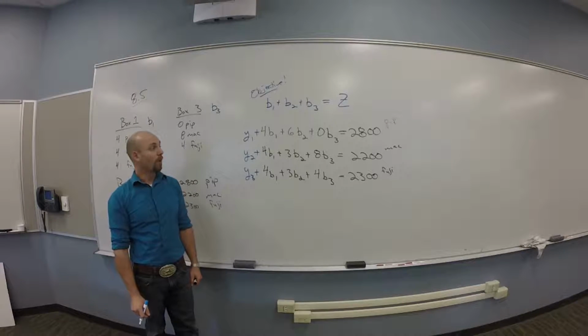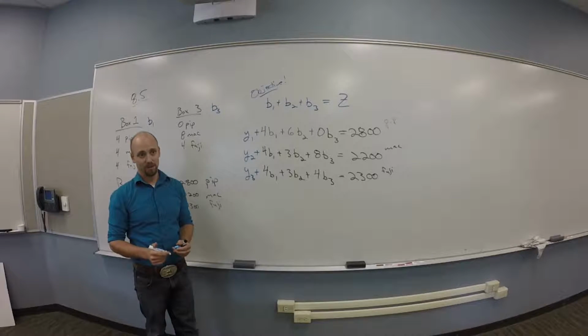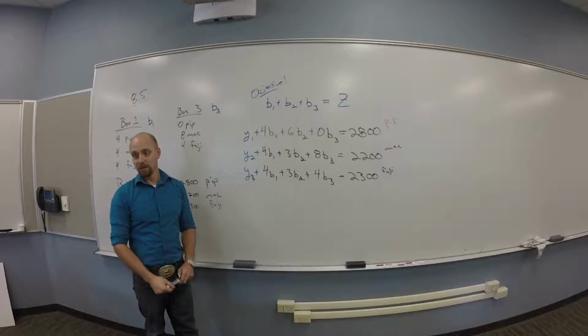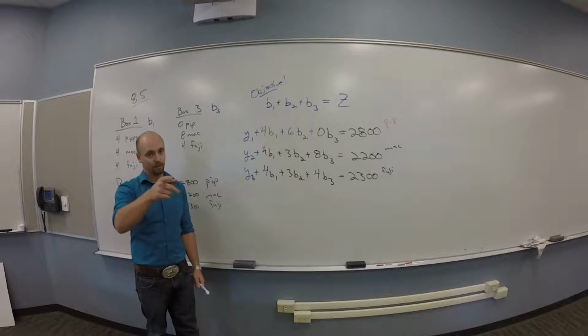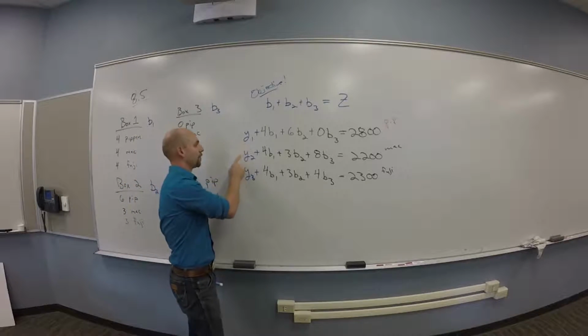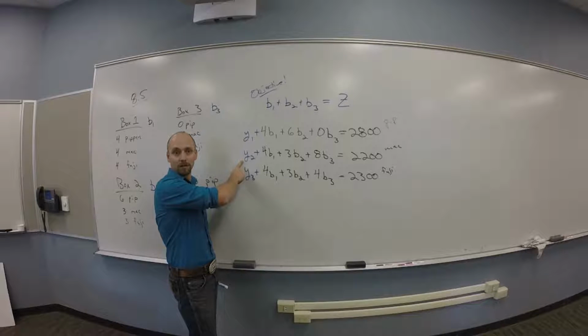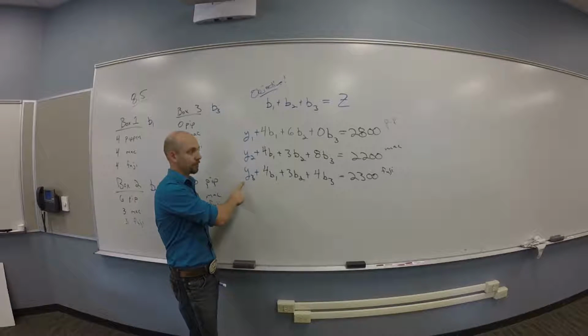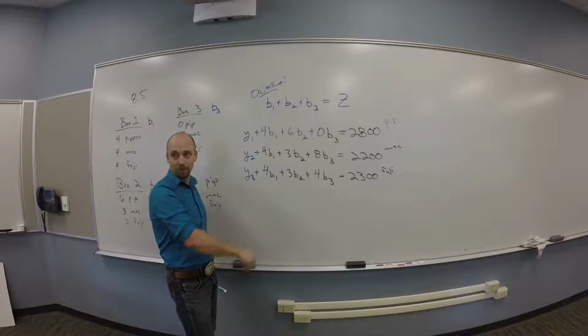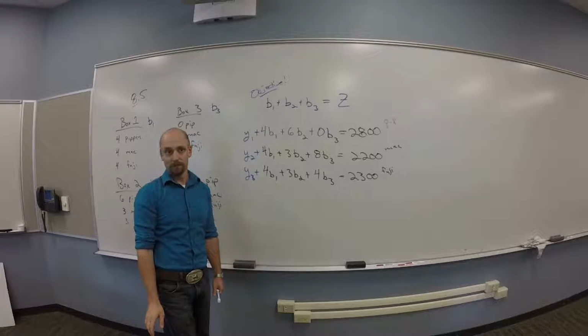So, what does y1 represent now? The amount of leftover Pippin apples. Perfect. That's leftover Pippin apples. Y2 is leftover Macintosh, and Y3 is leftover Fuji apples. You guys with me on that?